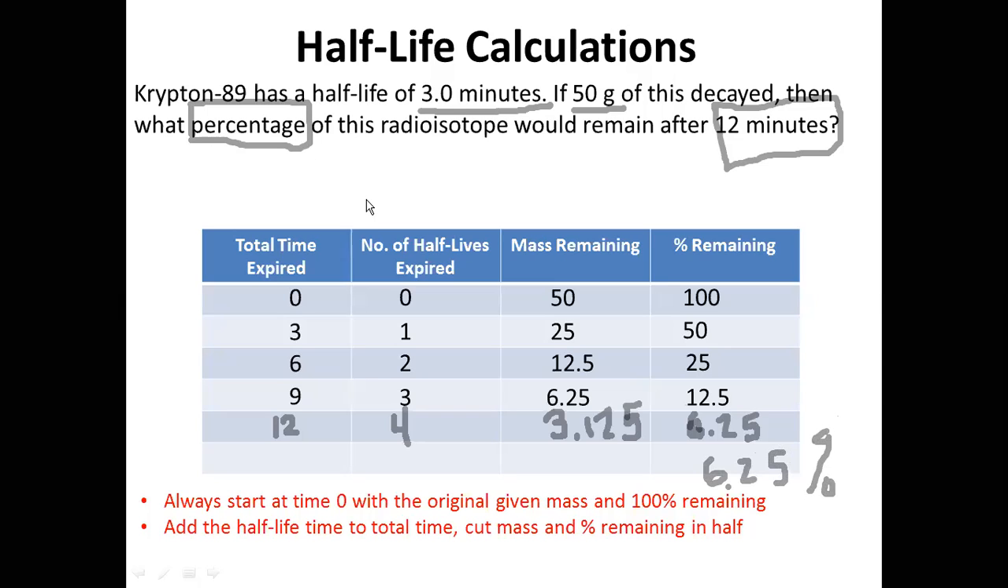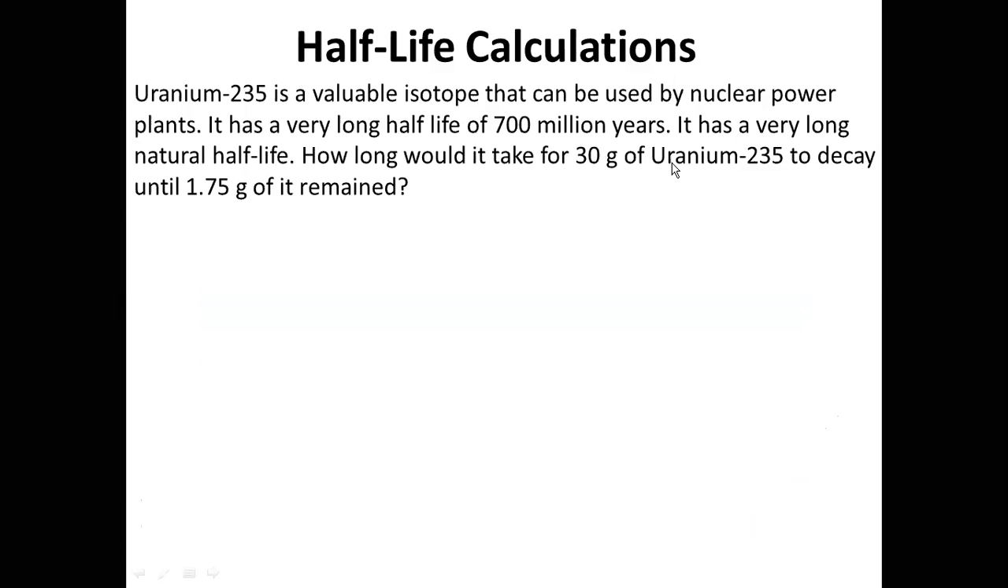One more quick example. Clear the drawings, new context. Now it's uranium. Look for the key details, right? How much are you beginning with? Well, you're beginning with 30 grams. What's the half-life? Whoa, look at that, 700 million years. That's a long time. So how much is it going to decay till? Well, it's going to decay until there's 1.75 grams of it remaining.